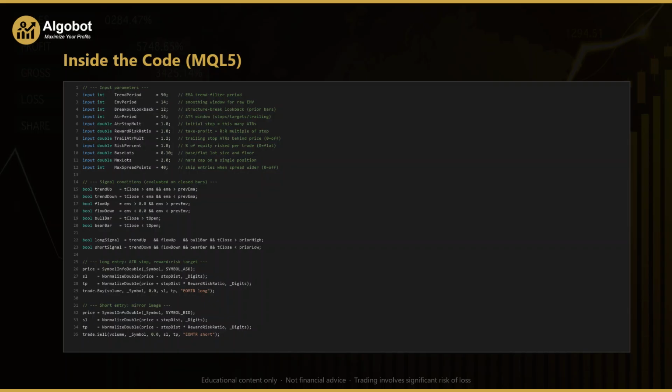low. When the long signal is true, the code reads the ask price, then sets the stop loss one stop distance below entry and the take profit at the reward-to-risk multiple above it, before calling trade.buy. The short block mirrors this. It reads the bid price, places the stop above entry and the target below, then calls trade.sell. Notice both sides use the same volatility-based distances, just in opposite directions. Everything you're seeing runs only after a bar has fully closed, which keeps the signal stable.